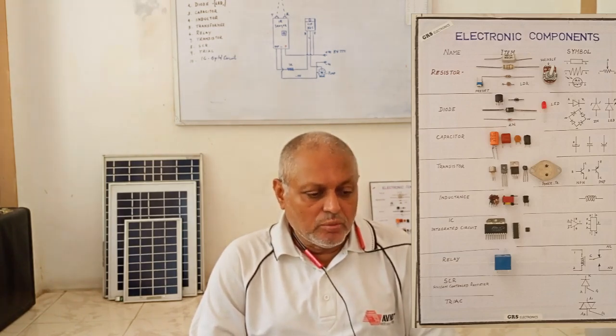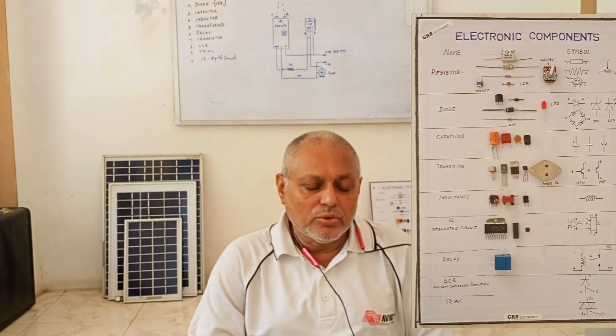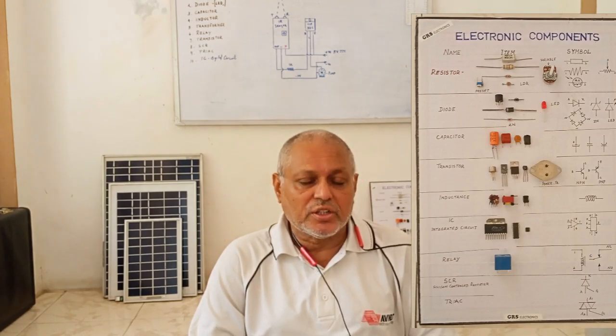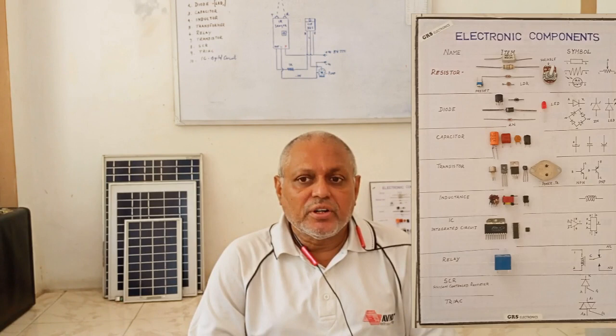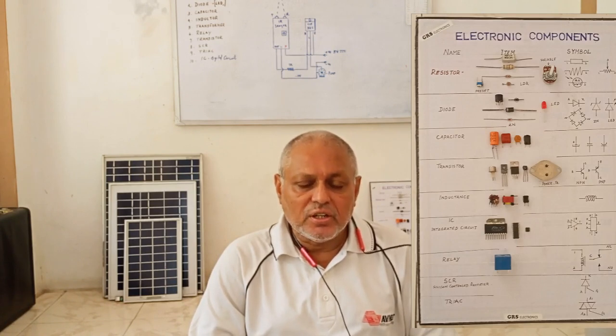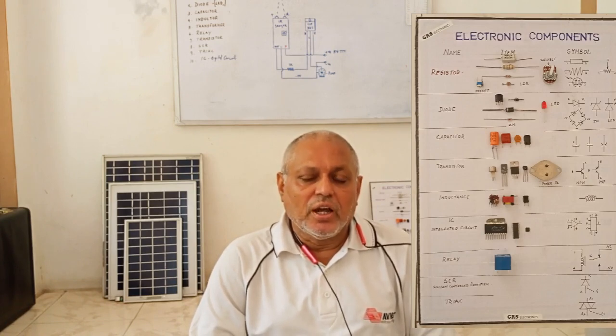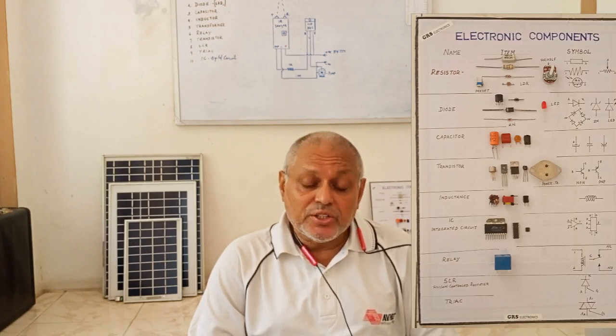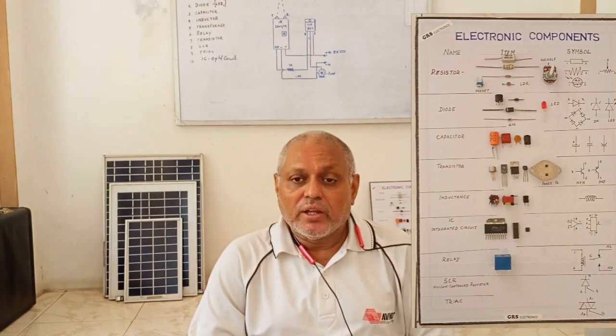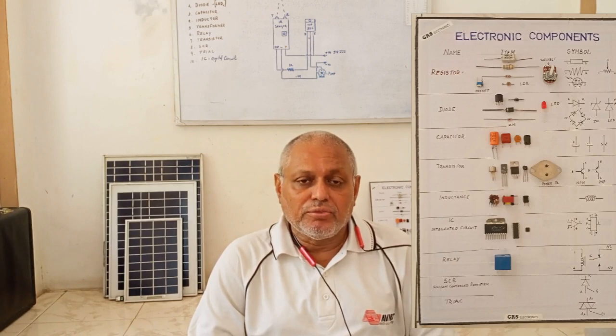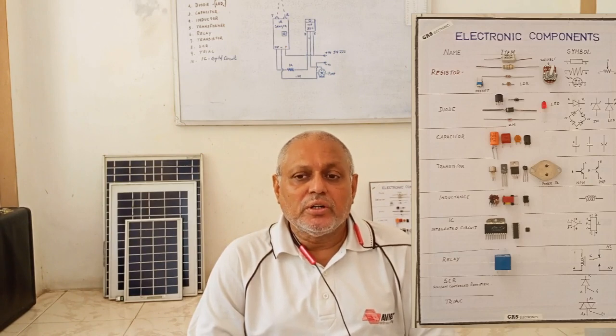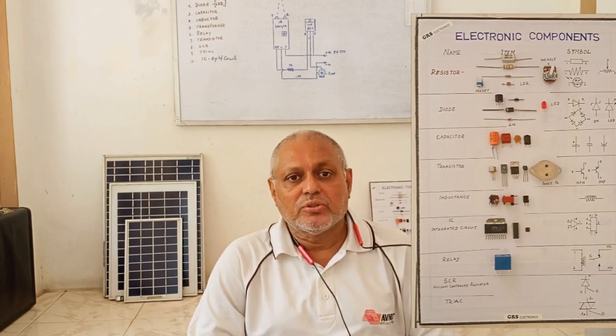When you see the first component, the resistor, there are different types: fixed resistor, variable resistor, light dependent resistor, and temperature dependent resistor. The basic of the component is the same, but depending upon the environmental conditions, the components have different names. So this is how it is.